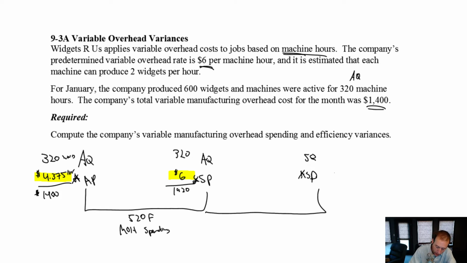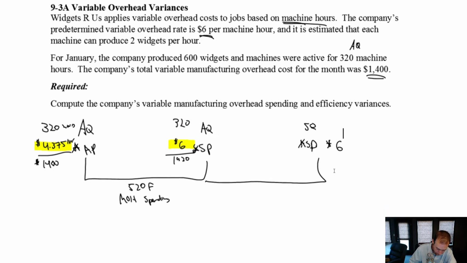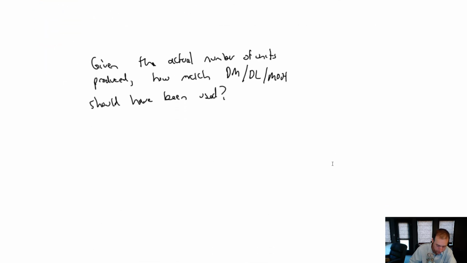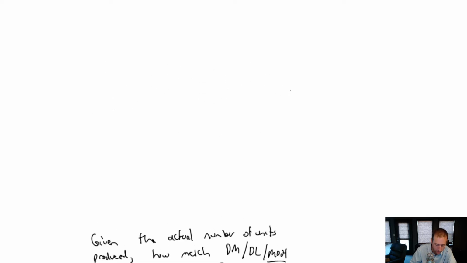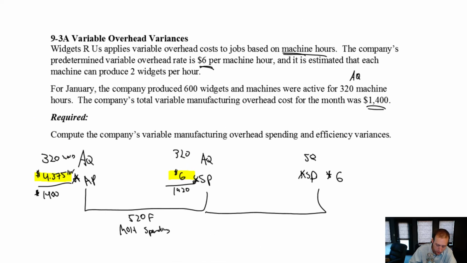Moving to our last prong. Our standard price remains $6 per hour. Our standard quantity: we answer the question, given the actual number of units produced, how much overhead should have been used? How many hours of overhead would we have expected to have been used? Well, the company produced 600 widgets. Each machine makes 2 widgets an hour, so 600 divided by 2 means we would have figured this would have taken us 300 hours. So 300 hours becomes our standard quantity allowed.